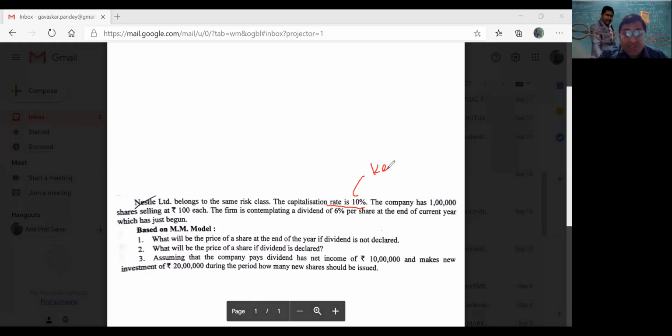Now the company has 1 lakh shares. Company has means the company already has 1 lakh shares, the beginning number. Okay, the company has 1 lakh shares selling at ₹100 each. The firm is contemplating a dividend of 6% per share at the end of the current year, which has just begun.